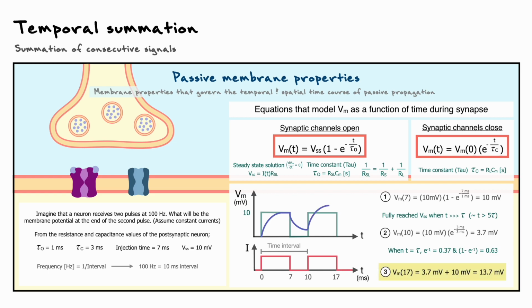Finally, we can add the membrane potential at the end of the second pulse by adding 10 millivolts to 3.7 to give a final answer of 13.7 millivolts. In a case like this, where the time constant and steady-state potential stay the same for each pulse, there is no need to compute the depolarization again. We can just take what we found in the first step.